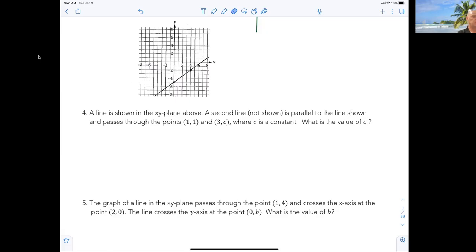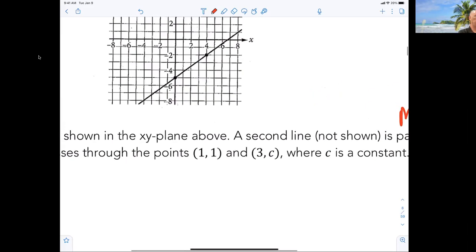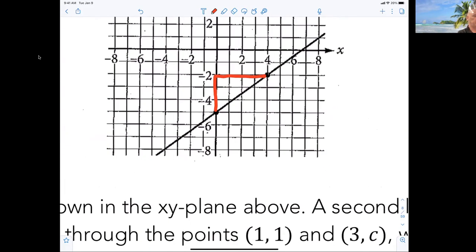All right, a line shown in the XY plane above, a second line is parallel. So parallel just means what? Slopes are equal. Does everybody agree with that? Slopes are equal. So that means the parallel line is going to have the same slope, right? And here's how I like to teach kids. I draw this. Now, again, I'm zooming in, so you have to be with me. Everybody see what I'm looking at? I teach kids this is delta y and this is delta x. Change in y over change in x. That's what slope is, all right?